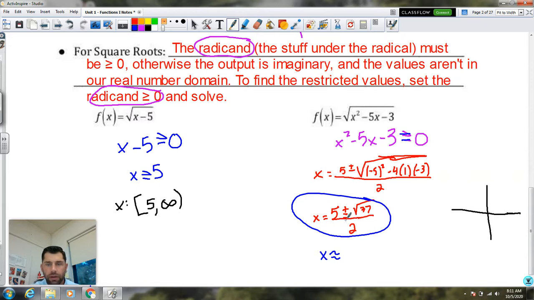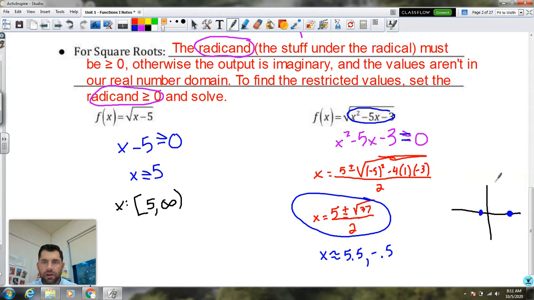So if I do 5 plus 6-ish, 5 plus 6 is 11. 11 divided by 2 is 5.5. So that's roughly one number on my graph. 5 minus 6 is negative 1. Negative 1 divided by 2 is roughly negative 0.5. So those are my two critical values, my two turning points. But remember, we need to think when this graph is positive. So if I look back at what we have here originally, x squared minus 5x minus 3.